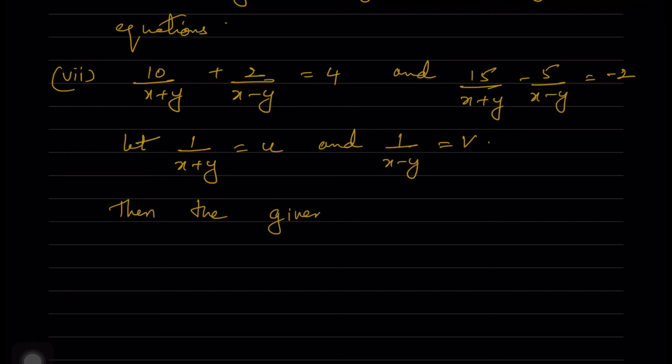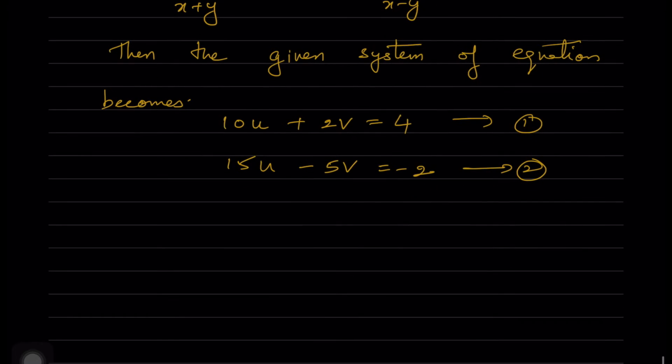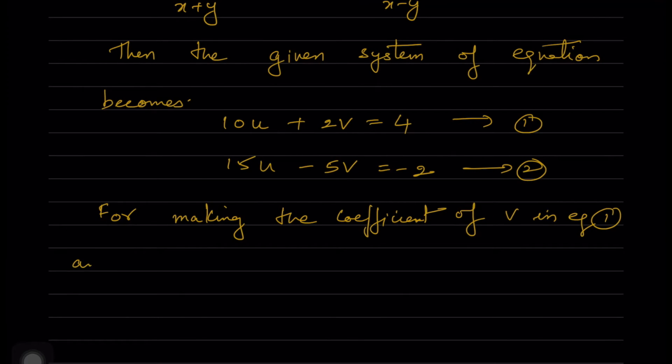So then the given system of equations becomes 10u plus 2v is equal to 4 and 15u minus 5v is equal to minus 2. So take it as equation 1 and equation 2. For making the coefficient of v equal in both the equations, we multiply equation 1 with 5 and equation 2 with 2.